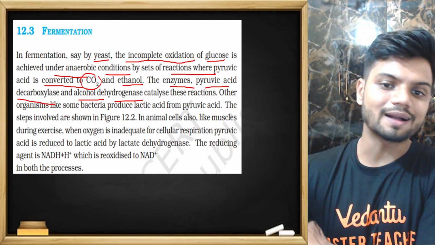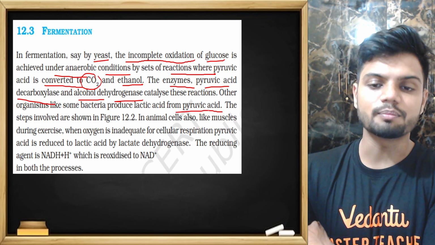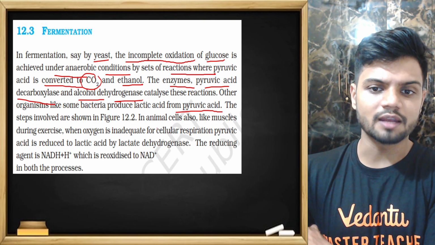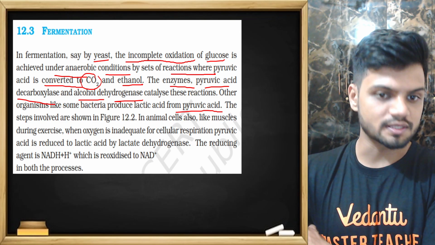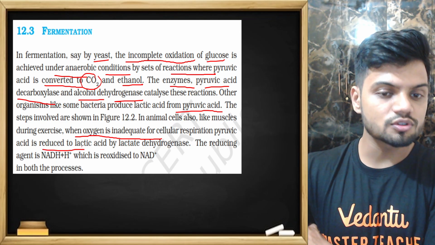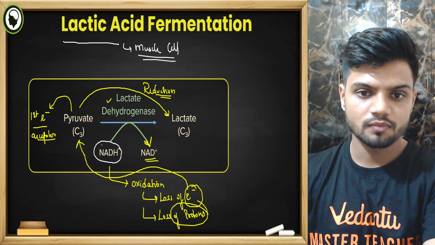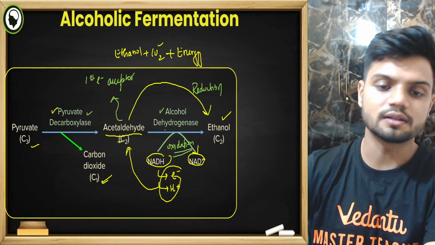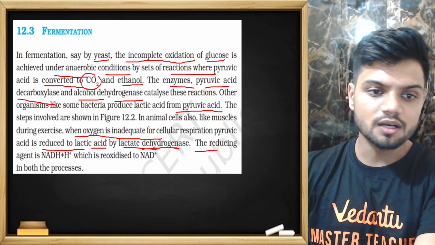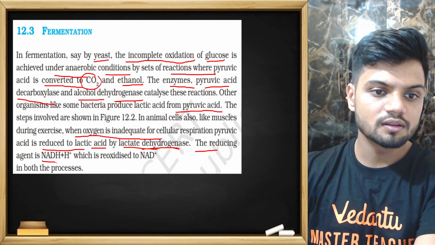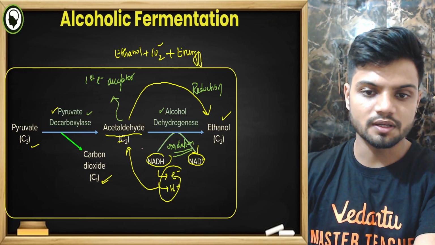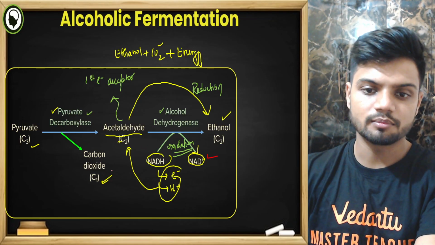Other organisms like bacteria produce lactic acid from pyruvic acid. Bacteria, and also muscle cells. The steps also occur in animal cells like muscle cells during exercise, where oxygen is inadequate for cellular respiration. It is reduced to lactic acid. See, reduction, by the enzyme lactic dehydrogenase. The reducing agent in both is NADH, which is reoxidized to NAD plus.